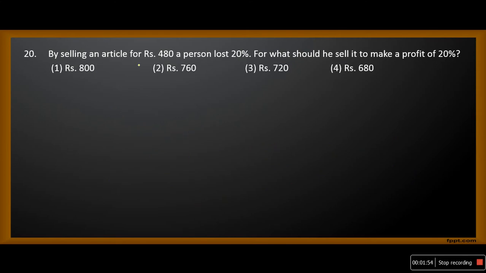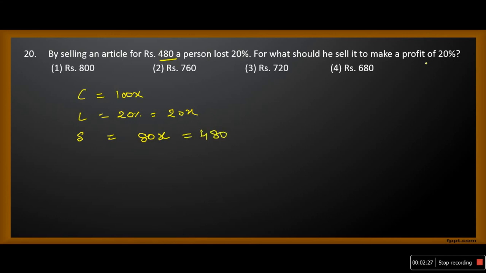Now, by selling an article for 480 rupees, a person lost 20%. For what price should he sell it to make a profit of 20%? Again, assume the cost price as 100x. What is the loss he got? 20%, which is nothing but 20x. The original selling price is equal to how much? 80x, cost price minus loss. According to the question, the amount given is 480. So 80x is equal to 480.